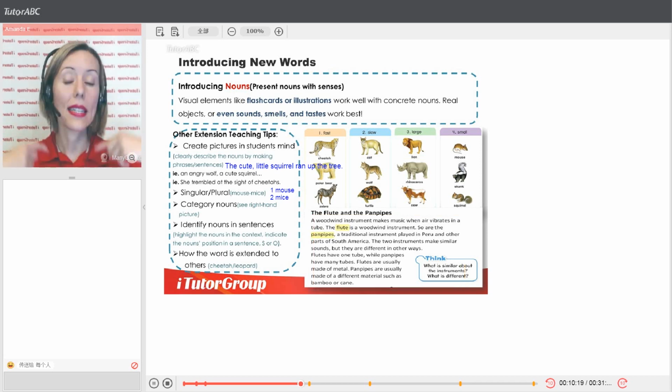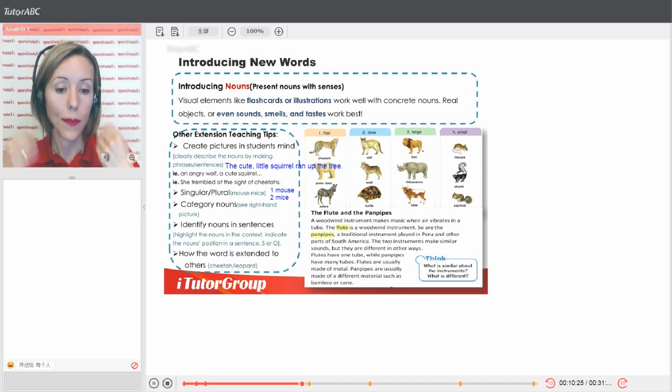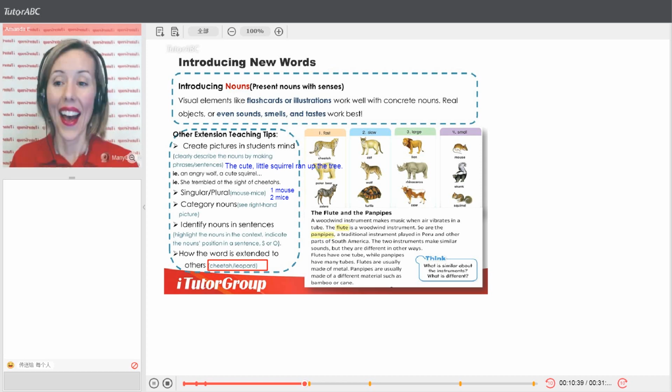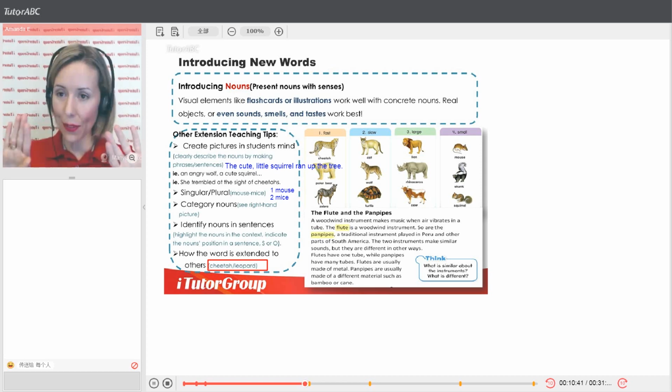But to emphasize and review again, to make sure the student really understands the meaning of these two words, you might ask, how are these two instruments, the flute and the panpipe, similar? How are the two instruments different? The same with cheetah and leopard. How are cheetahs and leopards the same? How are cheetahs and leopards different?